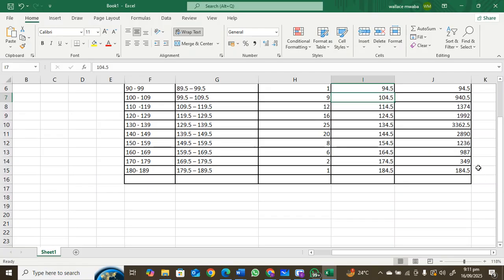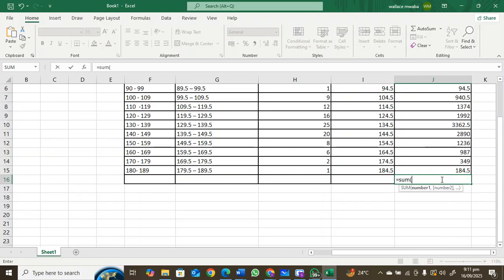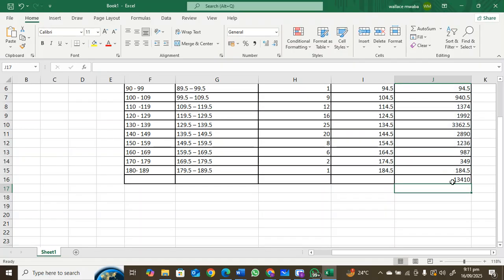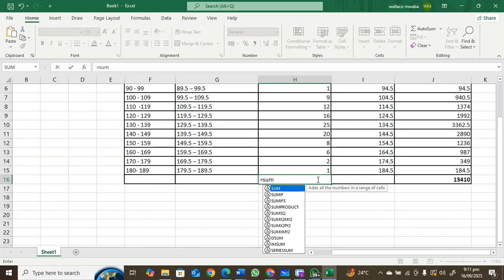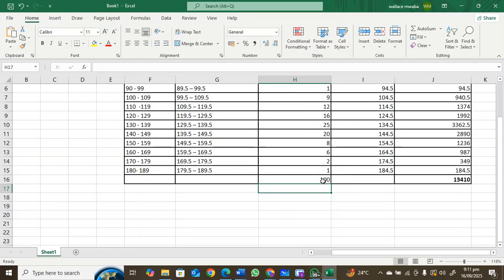After that, colleagues, after you multiply the frequency by the midpoint, you just total up this column. You add all these numbers together, and you get 13,410. Then we also need to total up our frequency. We add all the numbers in the frequency column, and we get 100.